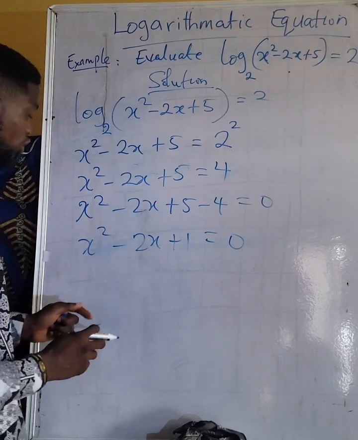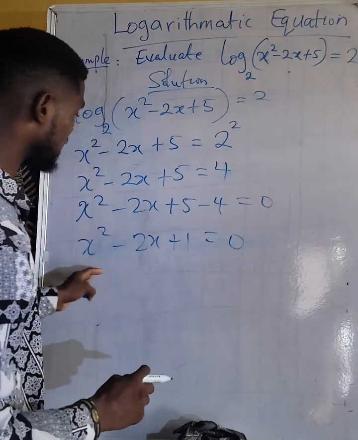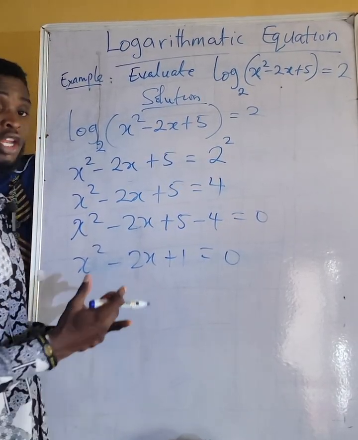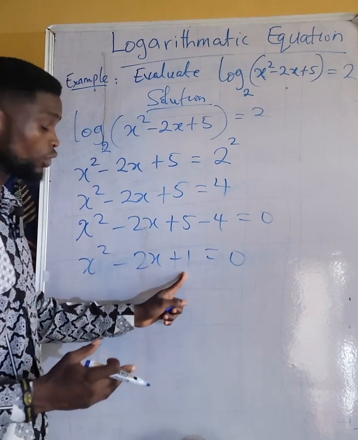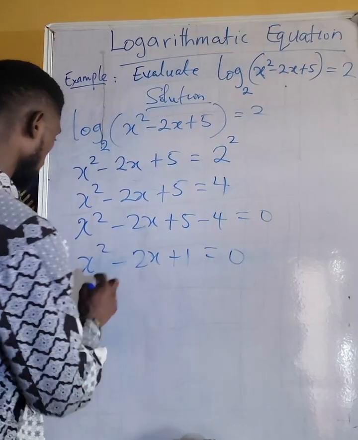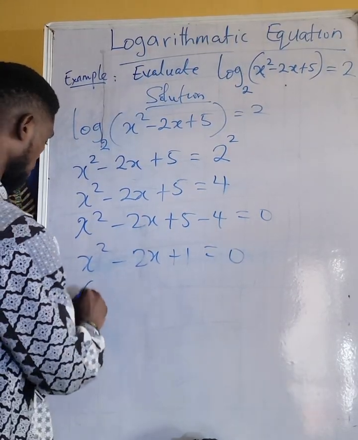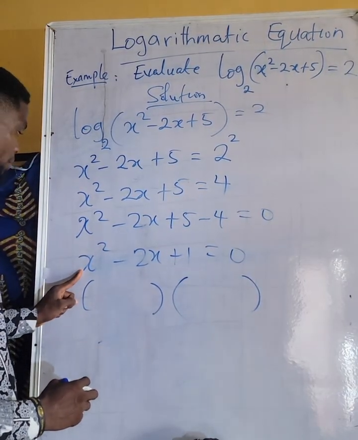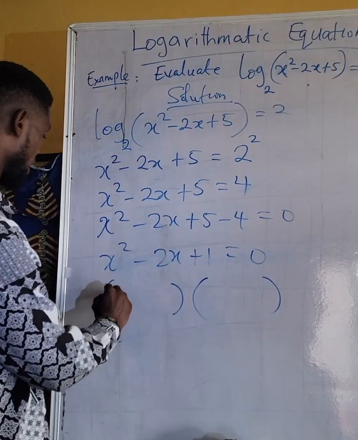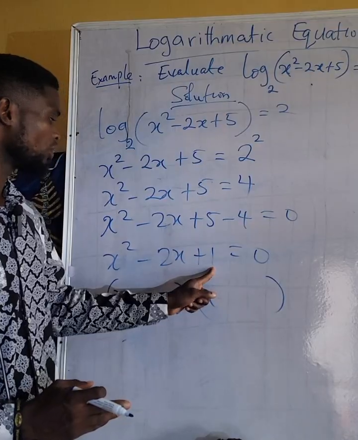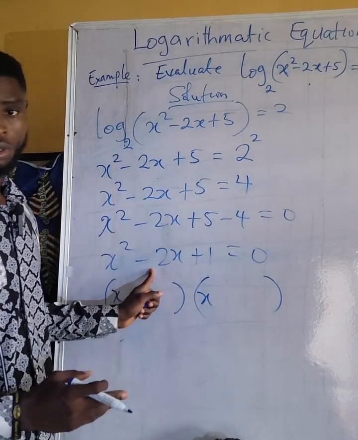So we are going to use the factorization method. Of course, this one is not a perfect square, but you can still factorize. How do you do that? What we have here is minus 2, so you look for two numbers that, when multiplied, give 1, and when summed, give -2. So let's open the quadratic equation box. We have x and x. Now we are looking for numbers that multiply to give +1 and sum to give -2.